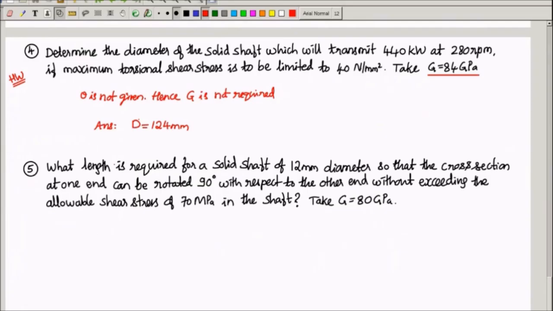And the fifth problem, you see: what length is required for a solid shaft of 12 mm diameter so that the cross section at one end can be rotated 90 degree with respect to the other end without exceeding the allowable shear stress of 70 megapascal in the shaft. Observe that here limiting values are given for shear stress as well as theta, and length you have to find out. We are using the same set of equations, not any other equation. Just see how you combine these two criteria and find out the length. The answer you should get is 10.771 meter.